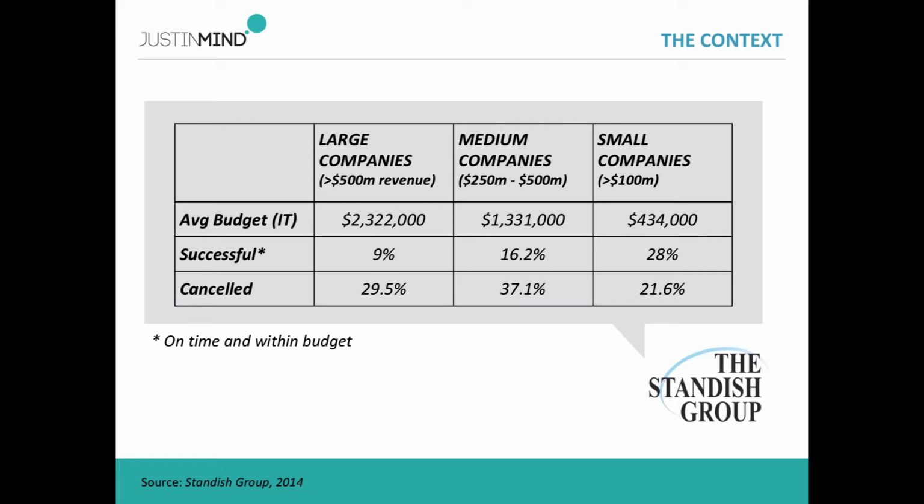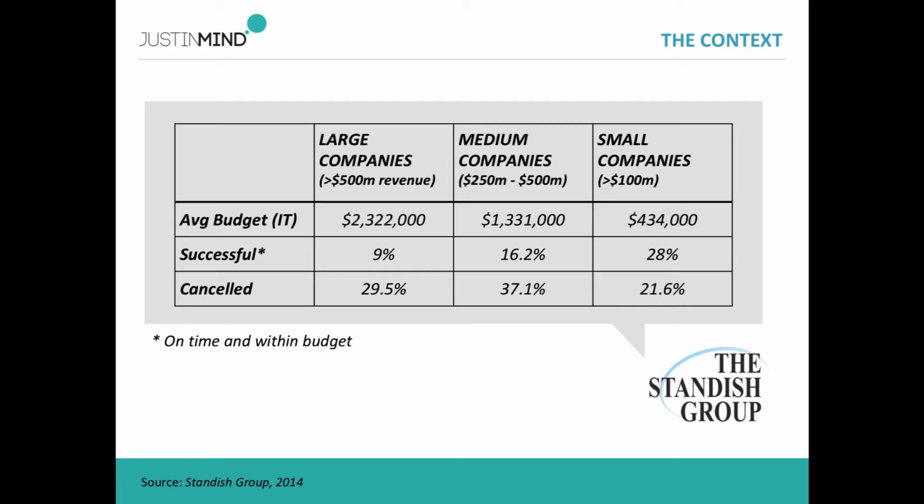For large companies especially, the average IT budget is considered around $2.4 million, but only 9% are considered successful, meaning they were done on time and within budget. And almost 30% are canceled altogether, meaning they never even see the light of day. The statistics are not much better for small or medium companies. And in fact, they're a little worse for small companies in terms of project cancellations. But unfortunately, this is the state of the industry. This is the problem that we're trying to fix.